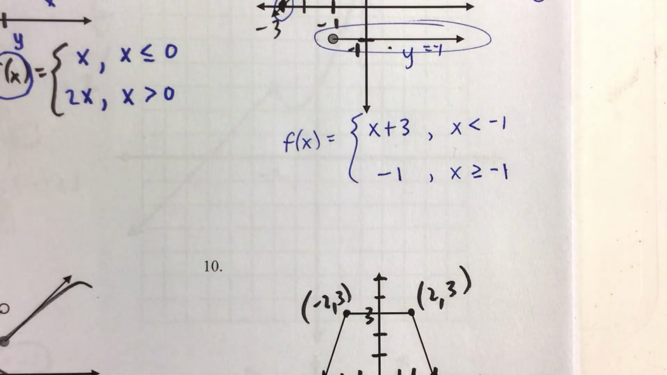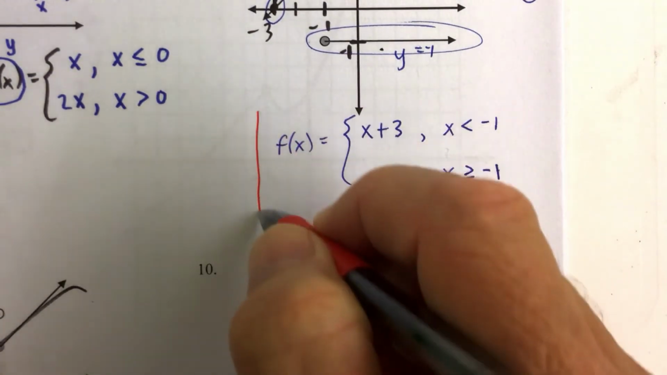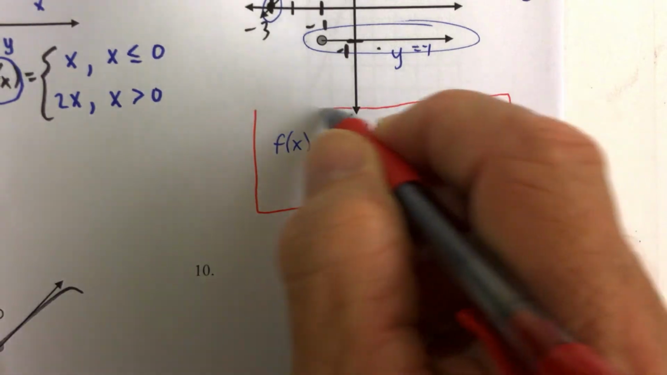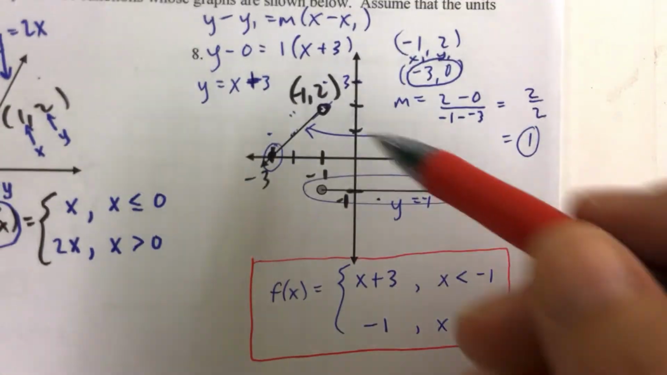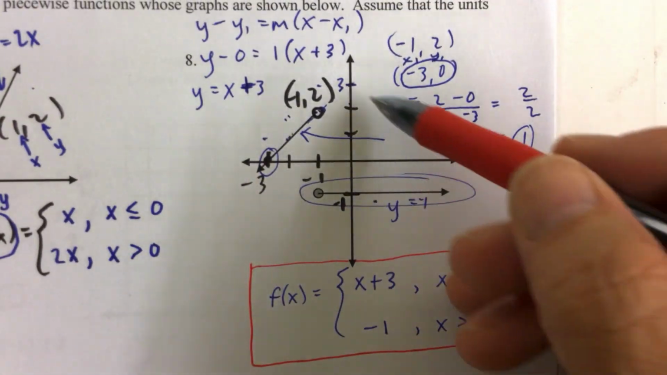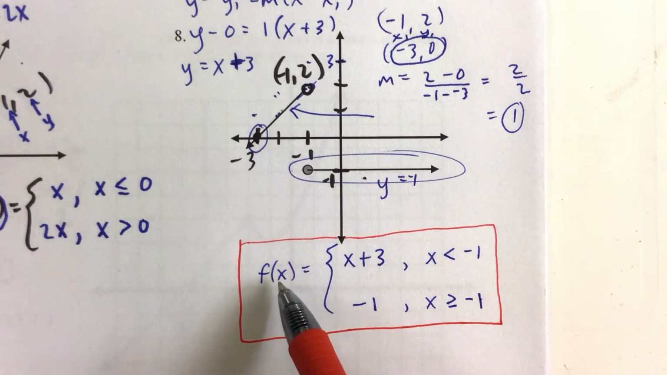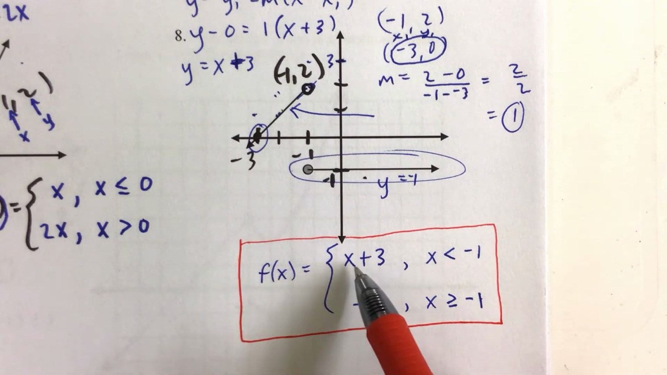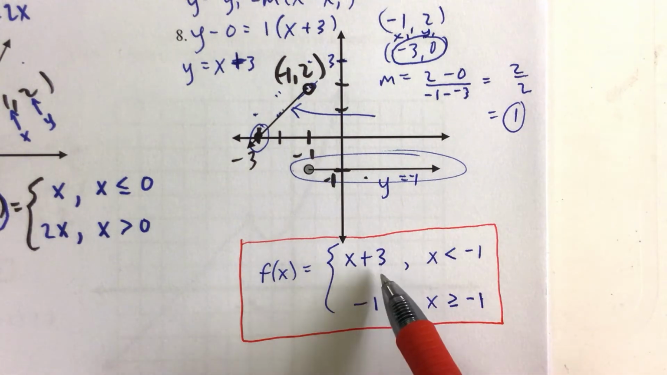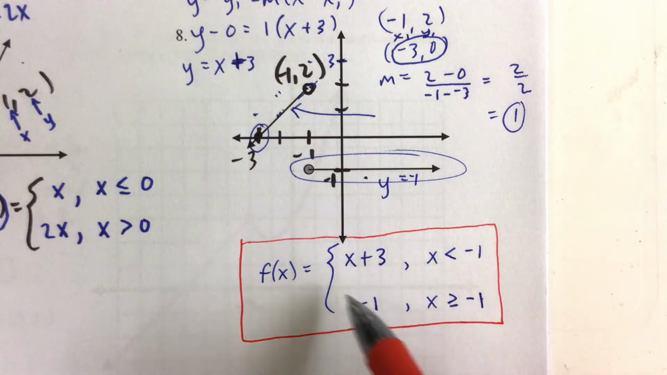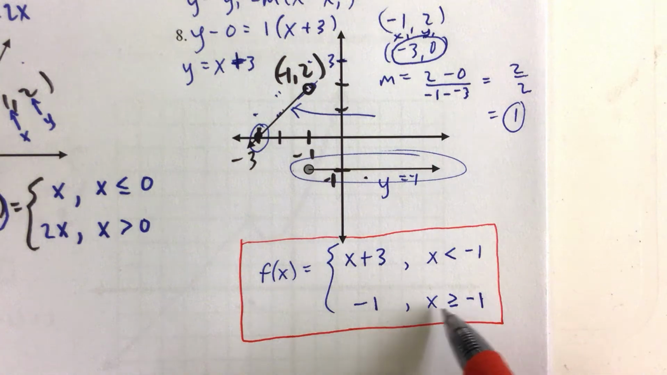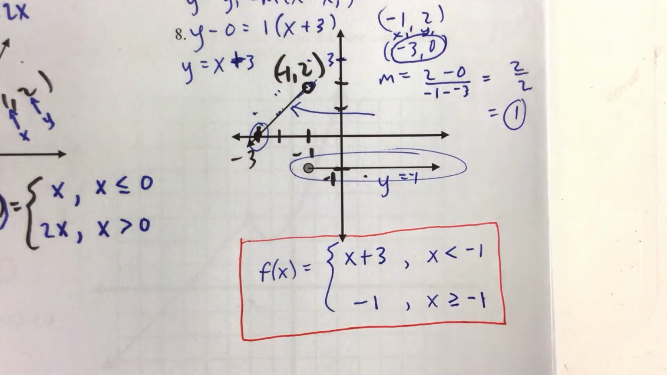Just wanted to follow up on that last problem, just in case there was any doubt. The graph of the piecewise function that you see here in problem number 8 is defined to be the piecewise function f of x equals x plus 3 when x is less than -1, and f of x equals -1 when x is greater than or equal to -1.